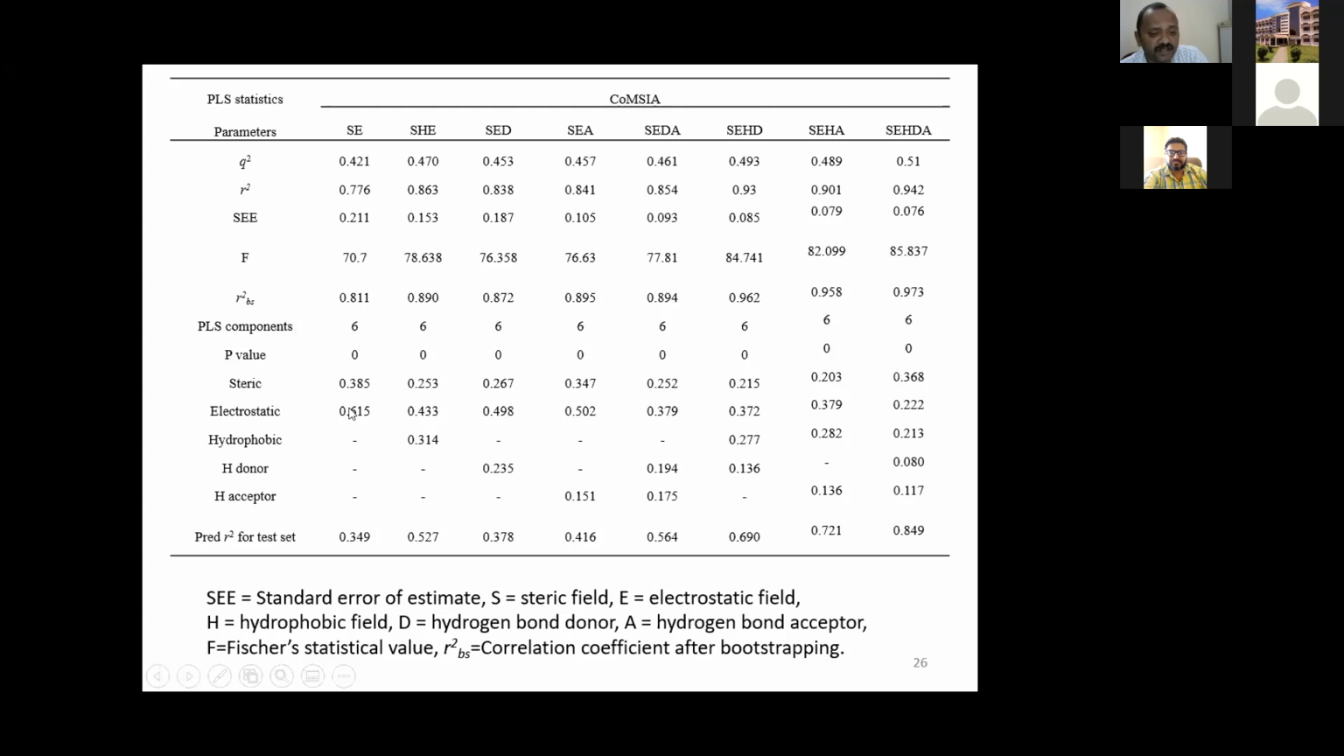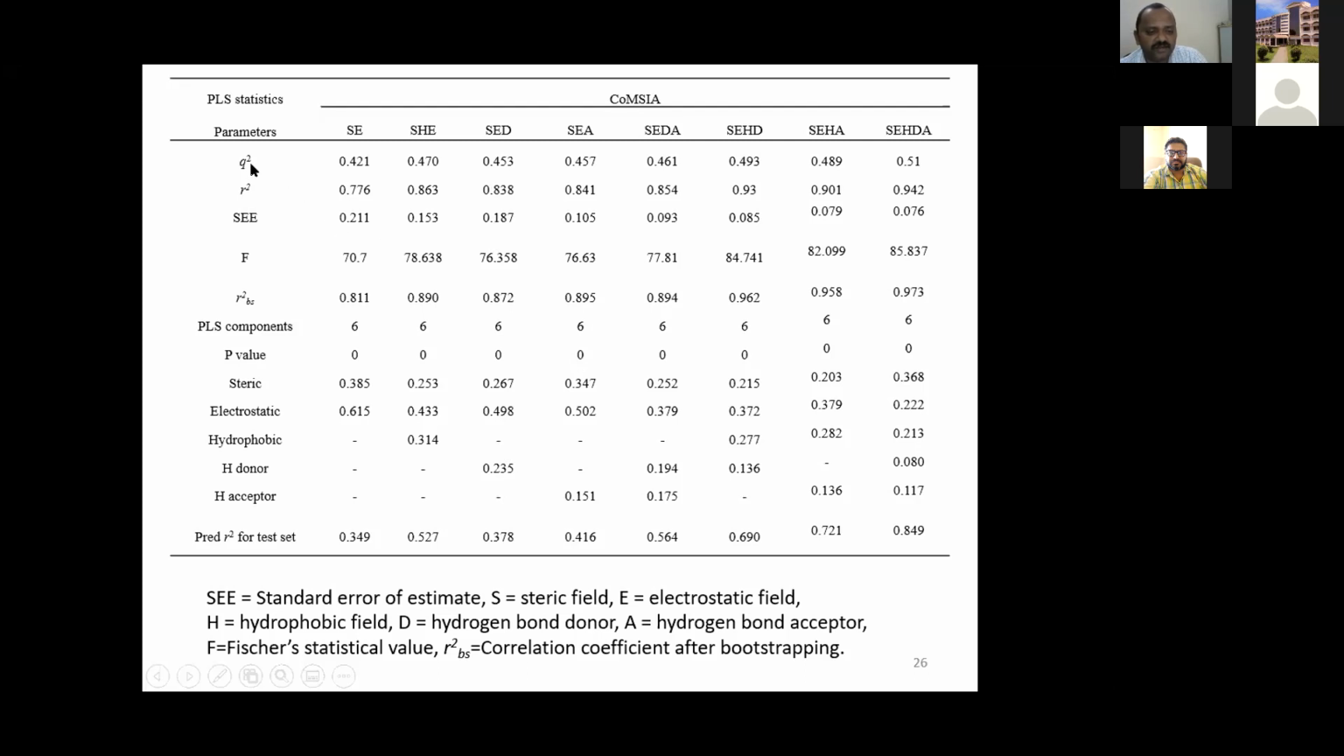When it is only steric and electrostatic, altogether this value corresponds to 1. 0.385 plus 0.615, if we add together it becomes 1. So like that, when only 3 fields are there, it is this much. Okay. So when these 3 fields are there, these are the contributions of the individual fields, steric, electrostatic, and in this case hydrogen donor, to the model. Okay, based on this only you are getting these correlation coefficients.